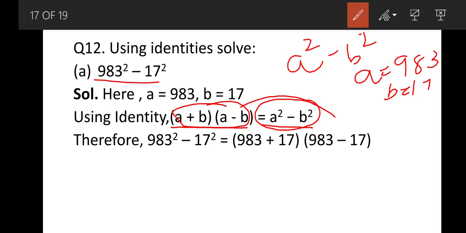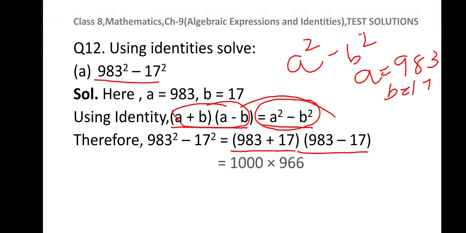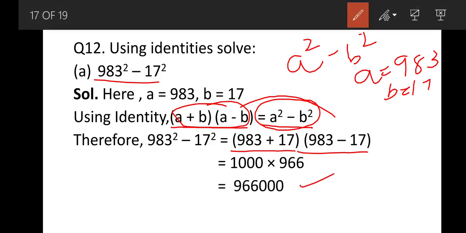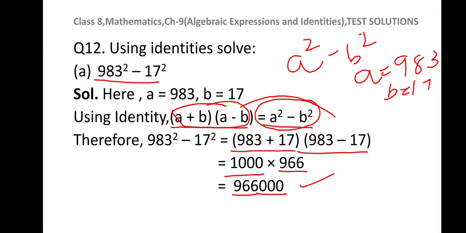So it will be 983 plus 17 into 983 minus 17. So it will be 1000 into 966. So your answer will be 966 into 1000; you will be writing 966 and 3 zeros at the end. It is very simple to multiply any number with multiples of 10, with numbers like 10, 100, 1000 and so on.